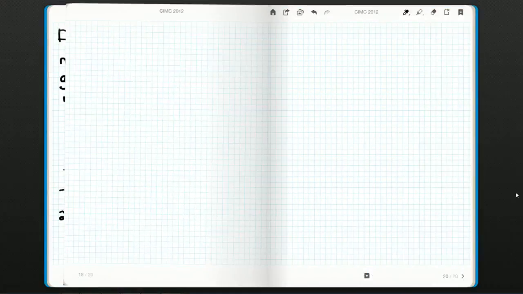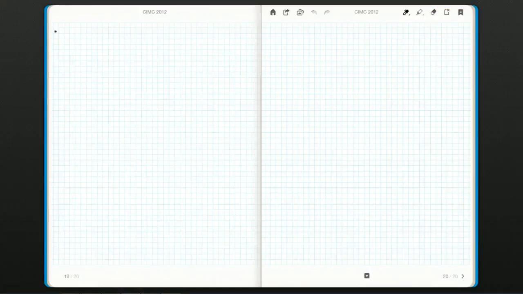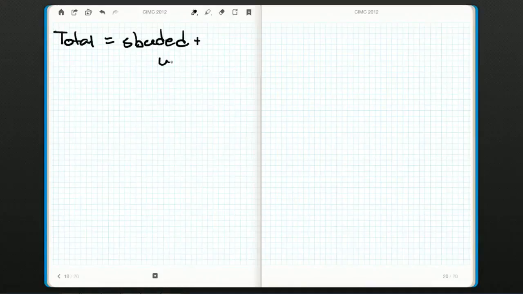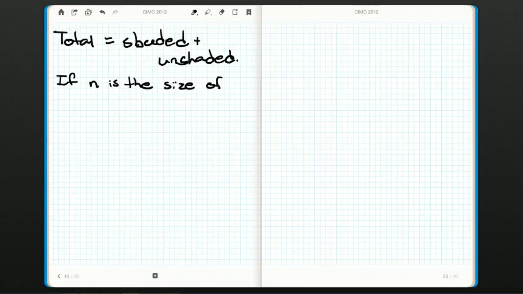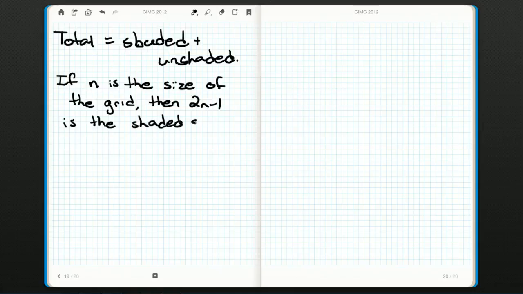As we just remarked, the total squares is equal to the shaded squares plus unshaded. So if we just say n is the size of the grid, we don't know exactly what it is, we know 2n minus 1 is the number of shaded squares. We also know, since it's an n by n grid of squares, that there's going to be n by n total number of squares.